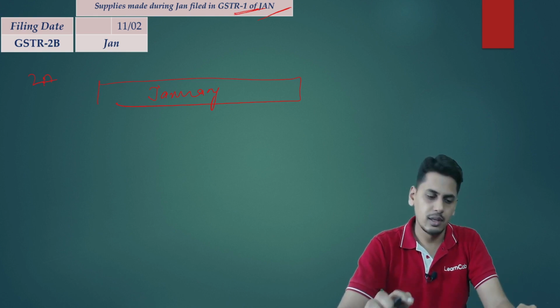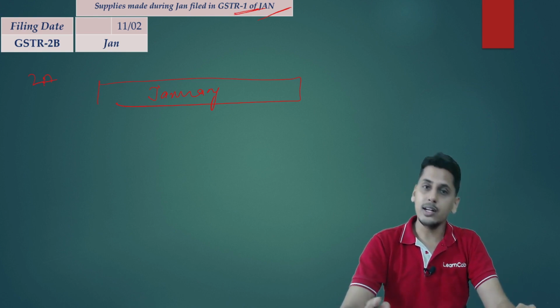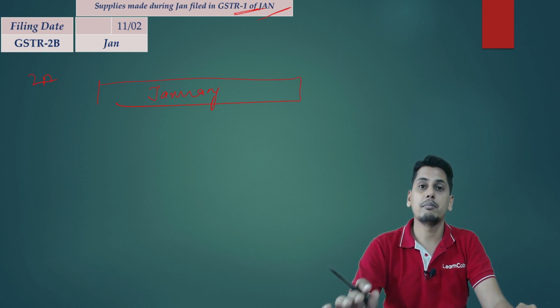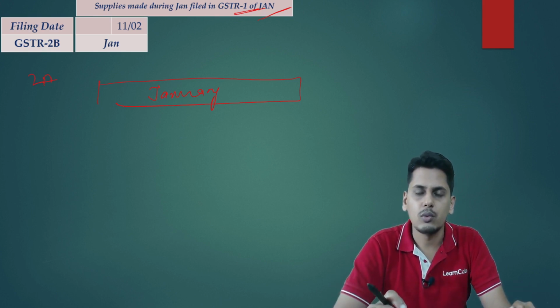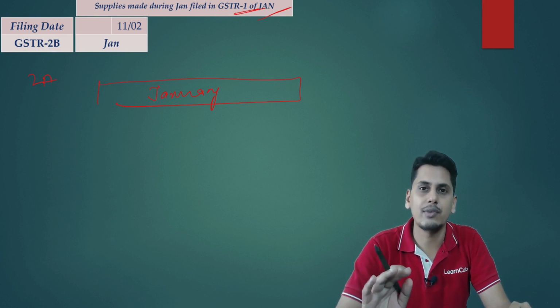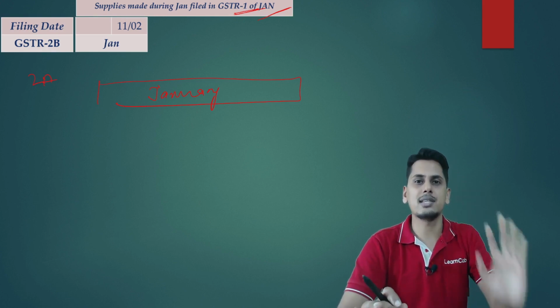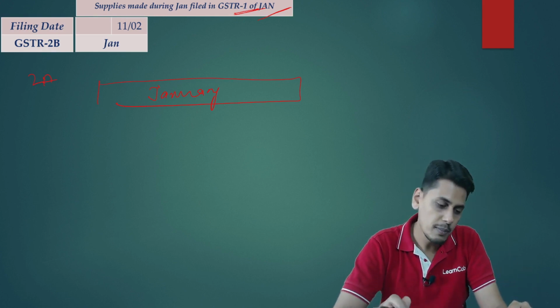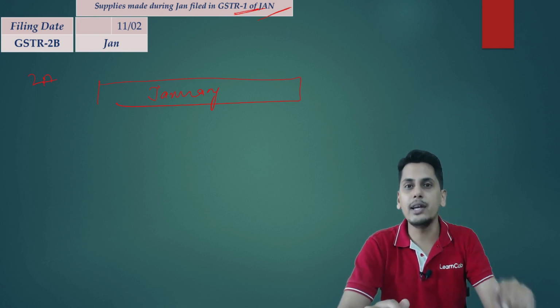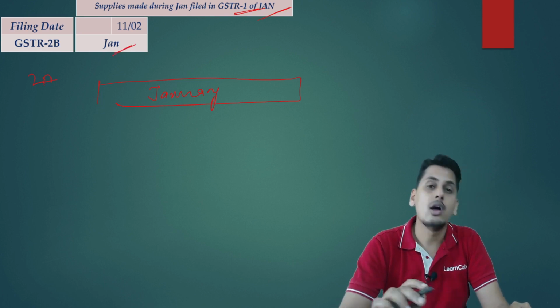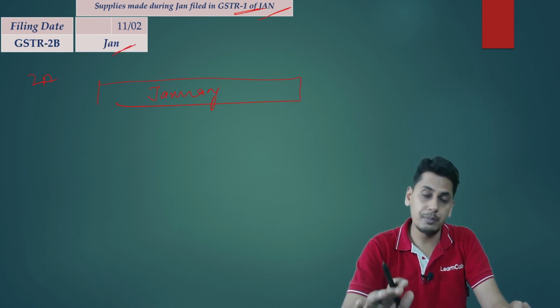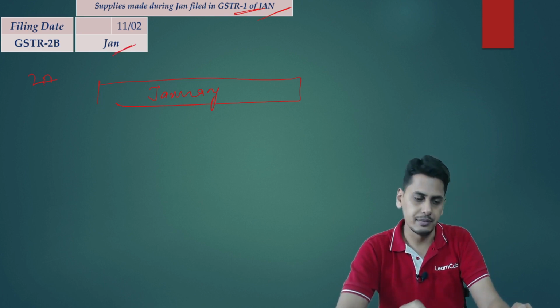Case A, supply made during Jan, included in GSTR-1 of Jan, but this GSTR-1 of Jan is filed on 11th of February. What is the due date for filing GSTR-1 for January? It is 11th of the subsequent month. So now it is 11th of February. Is it filed by due date? The answer is yes. So it should appear in GSTR-2B of January.